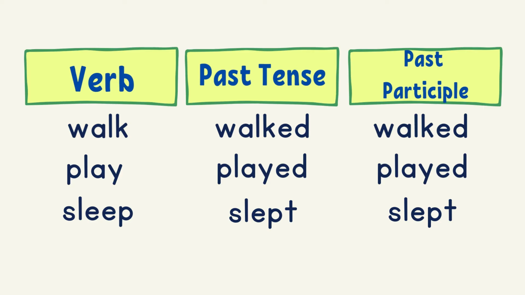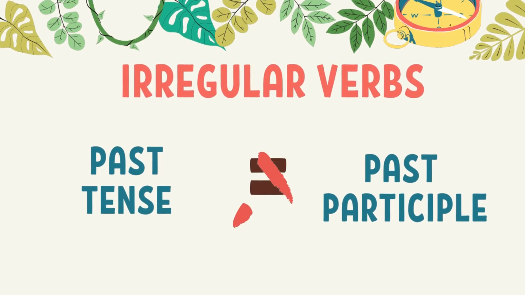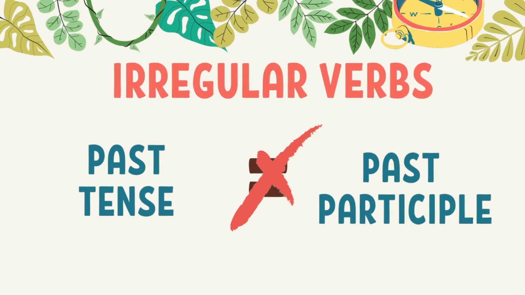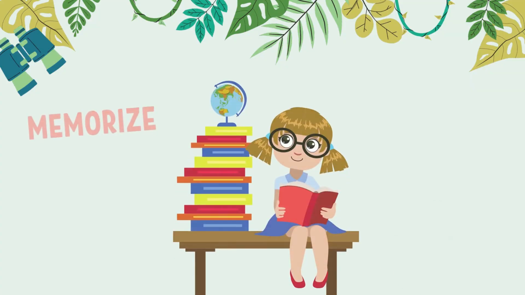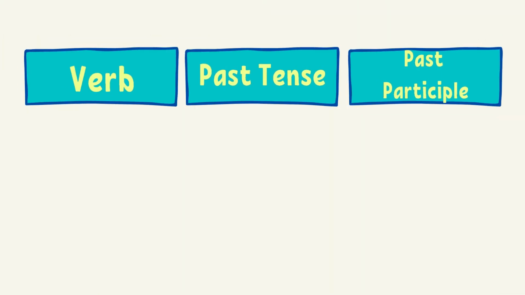However, this is different for other verbs. The past tense forms and the participle forms aren't the same. These are irregular verbs. For irregular verbs, you need to memorize their past tense and past participle forms. Here are a few irregular verbs in their past tense and past participle forms.